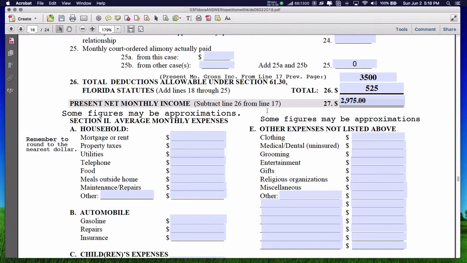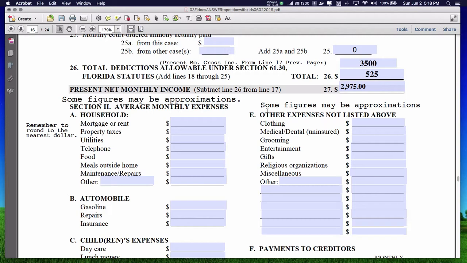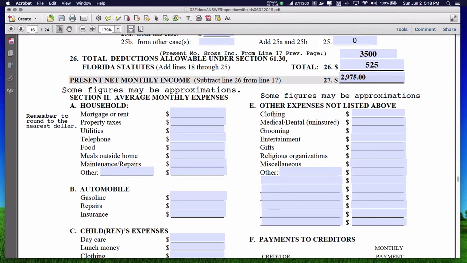All right, now, as it pertains to the rest of this form, remember it's monthly. So you put the monthly amount for rent, whatever it is, property taxes. If you're renting, you put that here. Utilities, phone, food, I don't know, monthly.